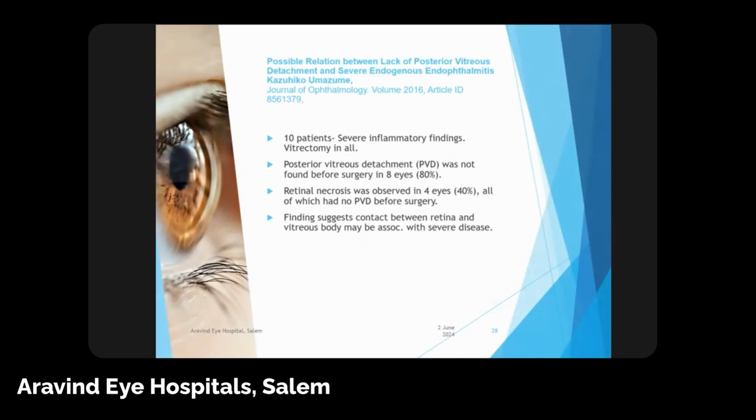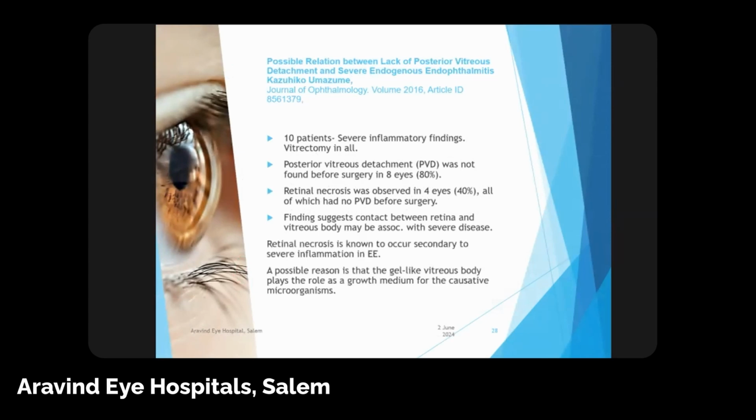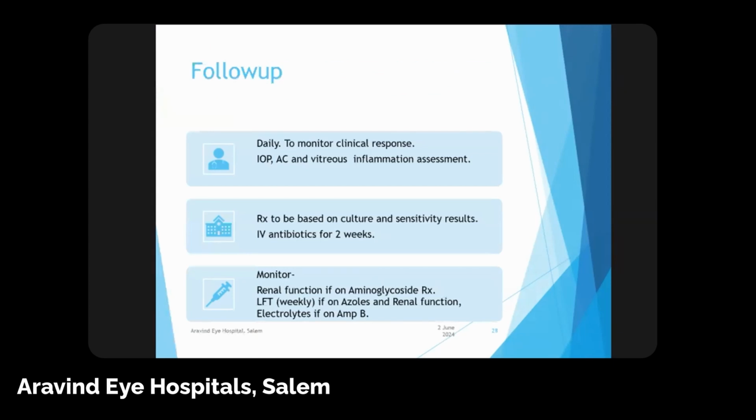So if the vitreous is attached to the retina, then there are more chances of a very severe infection also hitting the retina and causing retinal necrosis. The findings suggest contact between retina and vitreous body may be associated with a severe disease. Why? The vitreous as a gel is a good growth medium, I believe, for all the infective pathogens. So the retinal surgeons, when you're doing a PPV, should not only do a media clearing vitrectomy, they should also induce a PVD and try to get the whole vitreous out.